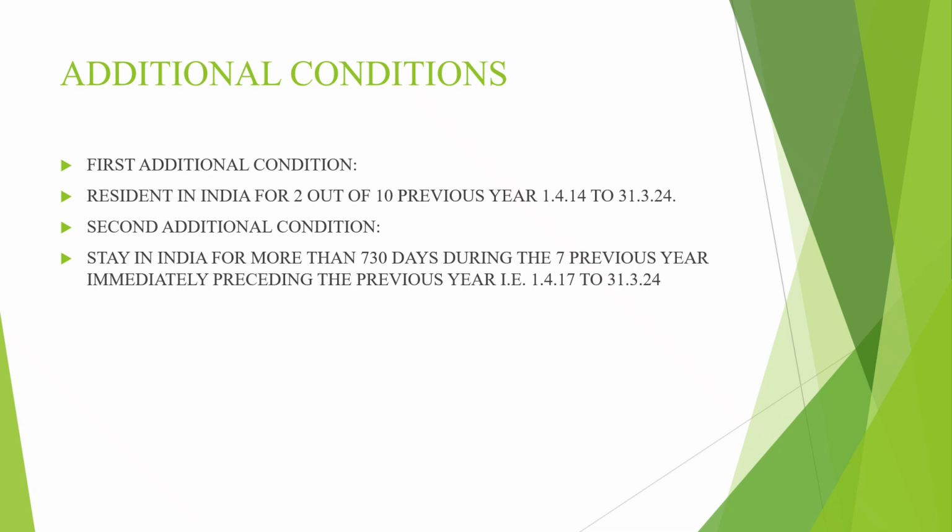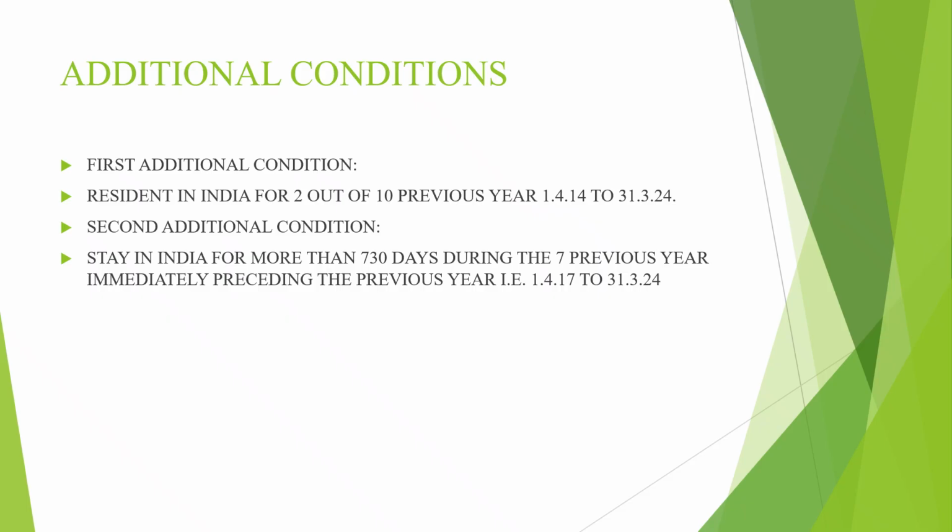Coming to additional conditions, the first additional condition is that an individual should stay in India for 2 out of 10 previous years, which is from 1st April 2014 to 31st March 2024. The second additional condition is that an individual should stay in India for more than 730 days during the 7 previous years immediately preceding the previous year, which is from 1st April 2017 to 31st March 2024.